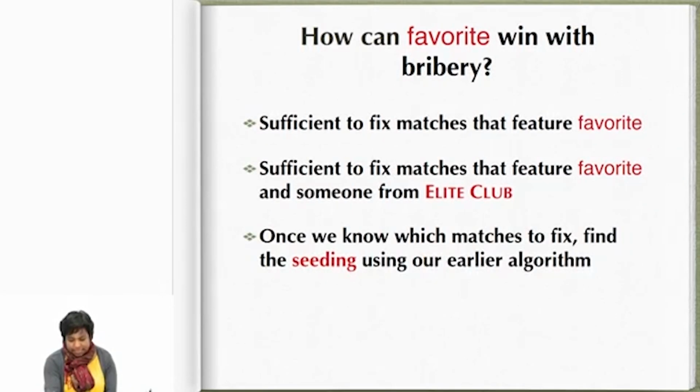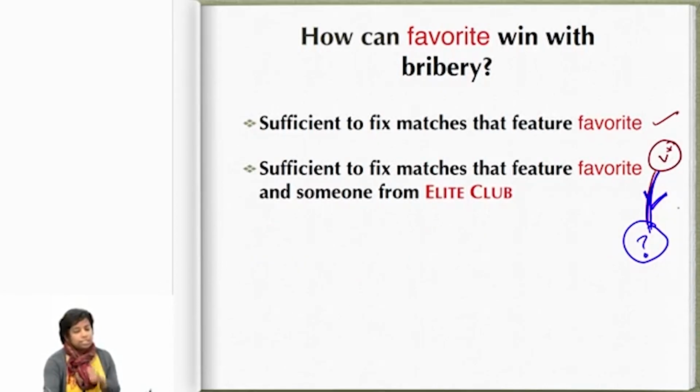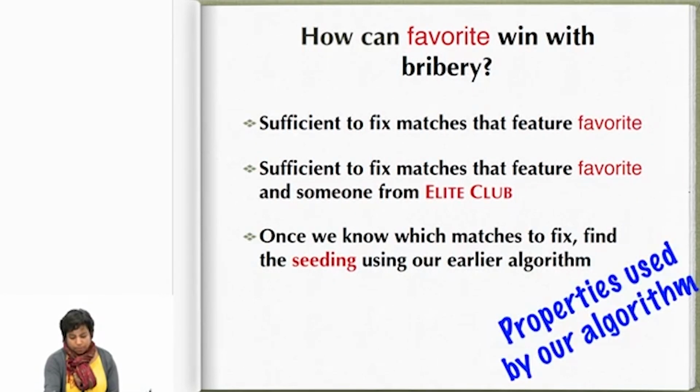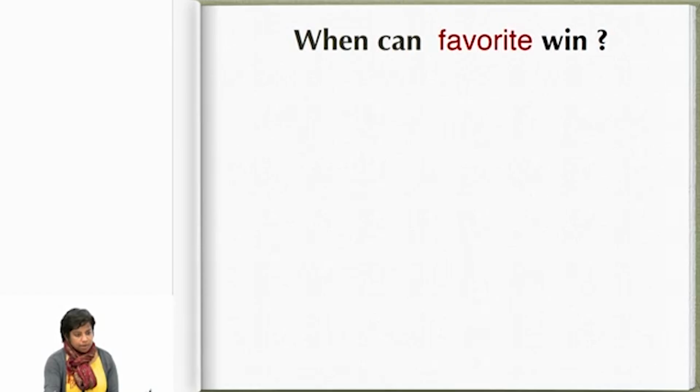Okay, and why do I say that? Basically because if I know which matches to fix, I basically switch the direction of the arc and then pose my original question: does there exist an SBA rooted at V star, right? Because now it's reduced to the original question that we discussed in the previous talk. Okay. So these are the properties that are used by our algorithm.